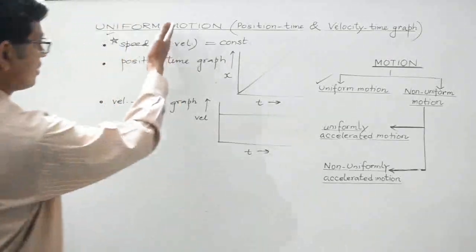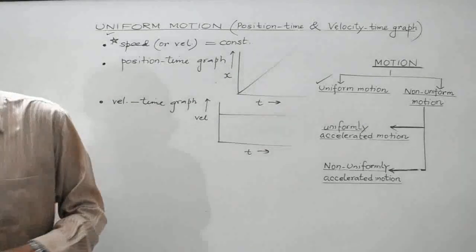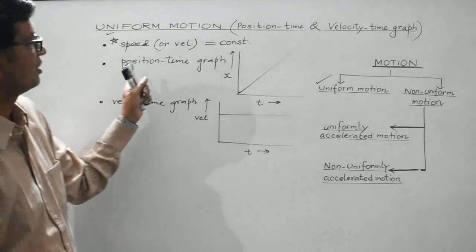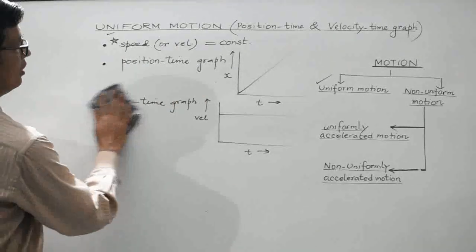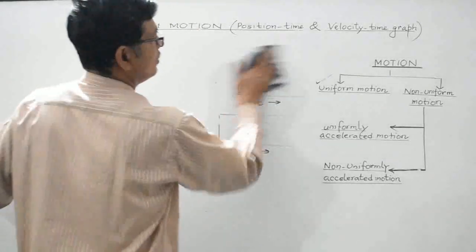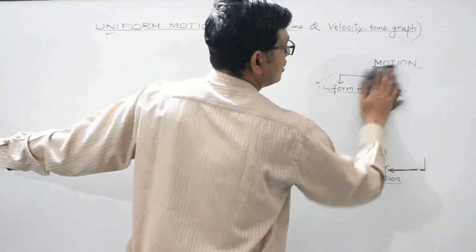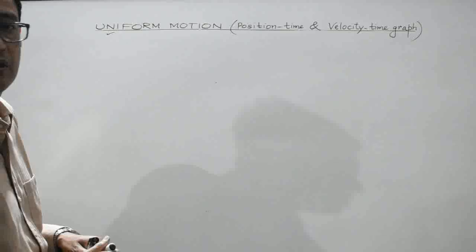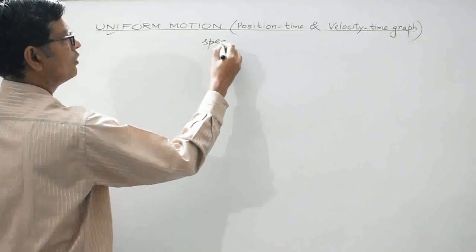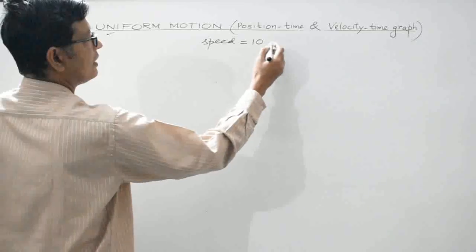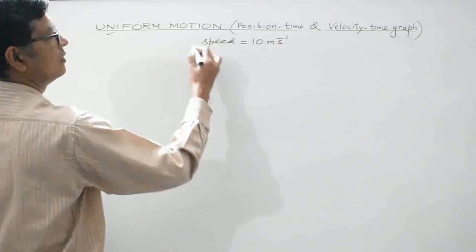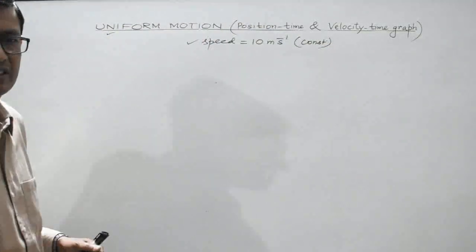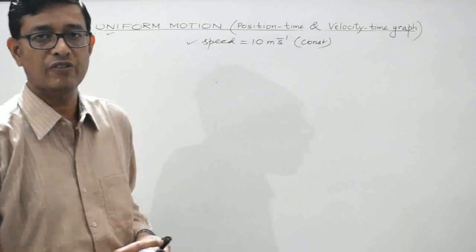Okay, let's start with these characteristics. Let's study these characteristics in detail. So what we'll do is, we'll first discuss the position time graph, right? So let's assume a situation where the body starts from the origin and is moving along a straight path with a speed, or velocity, of say 10 meters per second, right? This is constant. For a body to have uniform motion, the speed must be constant. That's the mandatory, compulsory condition, right?